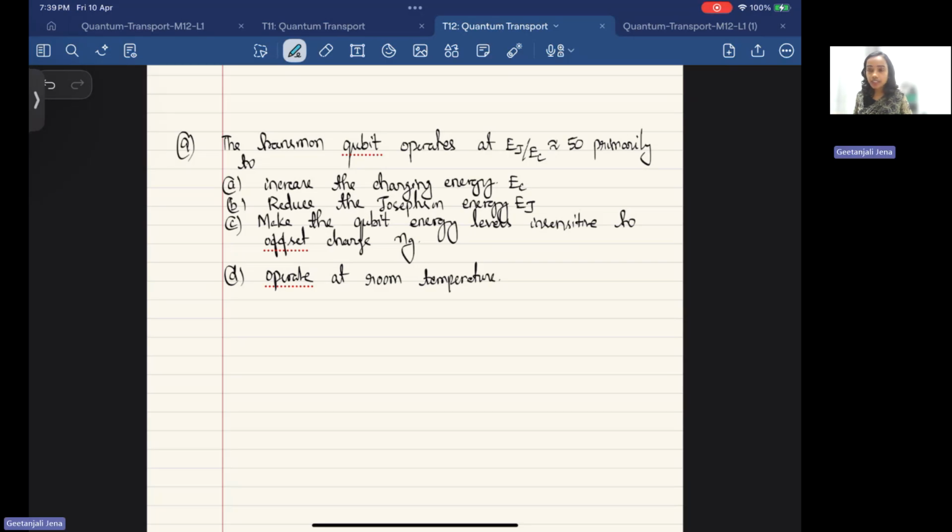The transmon qubit operates at EJ by EC, which is approximately 50. So what is the reason behind operating the transmon qubit around EJ by EC equal to 50? Option A, increase the charging energy EC. Option B, to reduce the Josephson energy EJ. Option C, make the qubit energy levels insensitive to the offset charge, which is NG. Or option D, to operate it at room temperature. So which of these do you think is the answer to it?